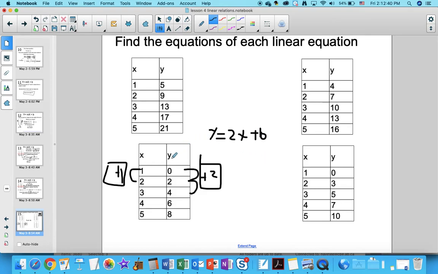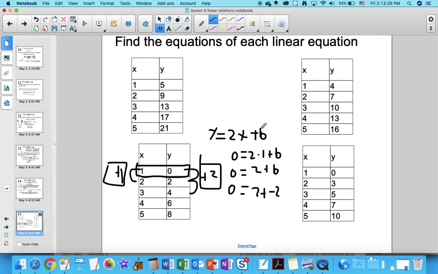Right? Okay, now I pick any row. I'm going to pick this one, when y equals 0. 1, 0. Okay, so 0 equals 2 times x, which is 1, plus b. Okay, well, 2 times 1 is 2, plus b. Well, what adds to 2 to make 0? That's weird, you're adding. Maybe I should try a negative, right? 2 plus negative 2 is 0. Okay, so b must be negative 2.